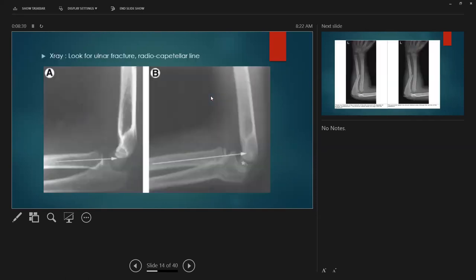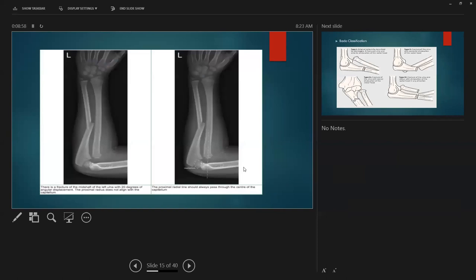Okay, so for the X-ray, you have to look for any ulna fracture, and then you have to check for the radiocapitellar line. For the radiocapitellar line, you can look at this X-ray A. Normally the radial line should intersect at the middle of your capitulum. So if it doesn't intersect in the center of your capitulum, it means that there's a radial head dislocation. You can see the X-ray over here, your capitulum and your radius didn't intersect together, so there's a radial head dislocation.